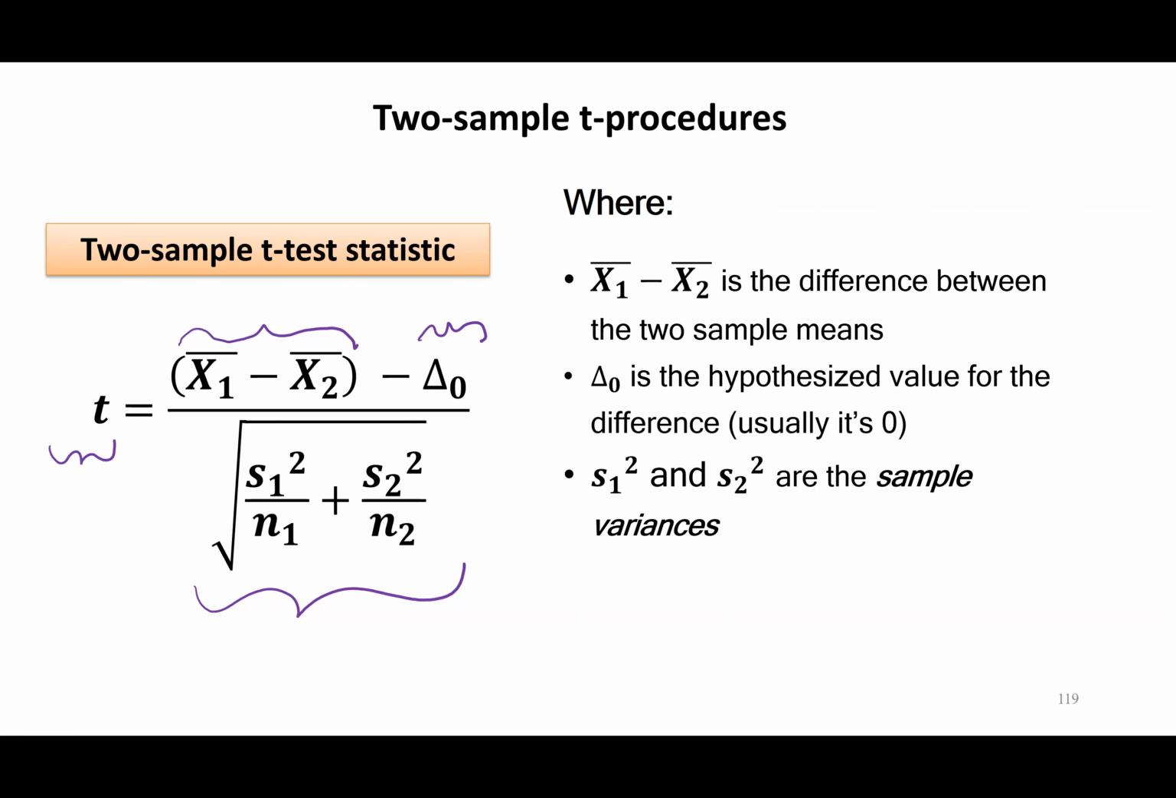Then S1 squared and S2 squared, those are our sample variances. The sample variance is just the standard deviation squared. So standard deviation 1 squared and standard deviation 2 squared, those are variance 1 and variance 2.